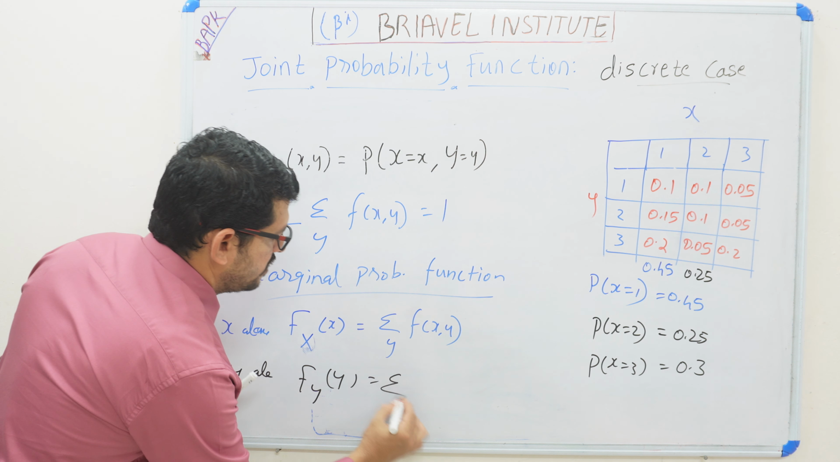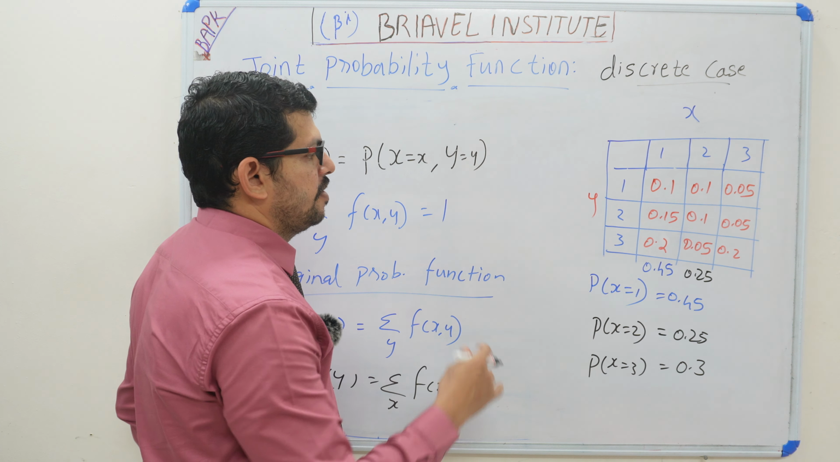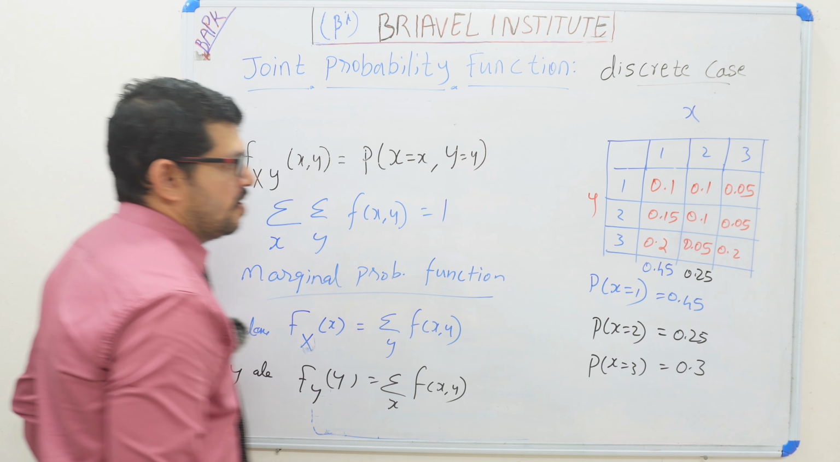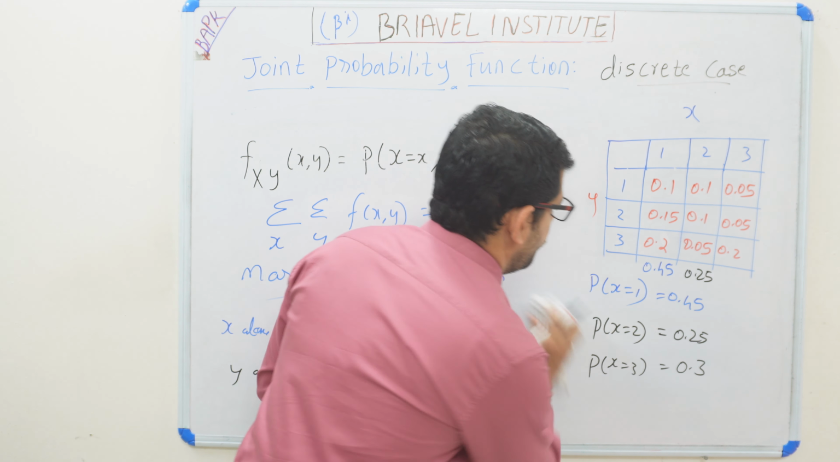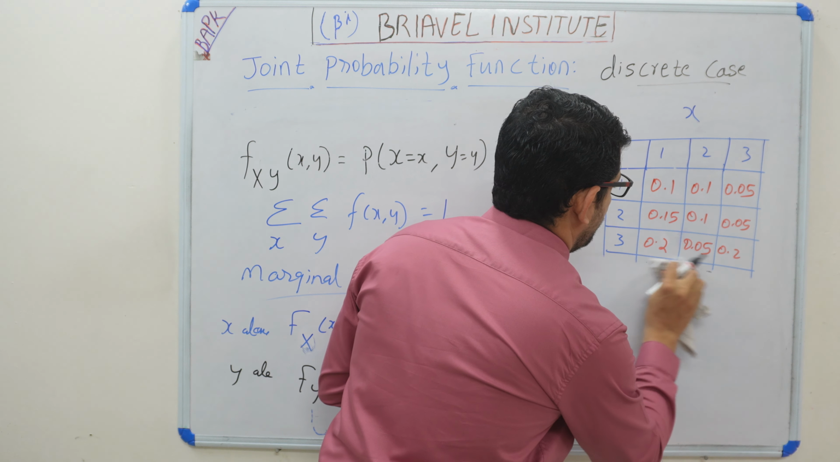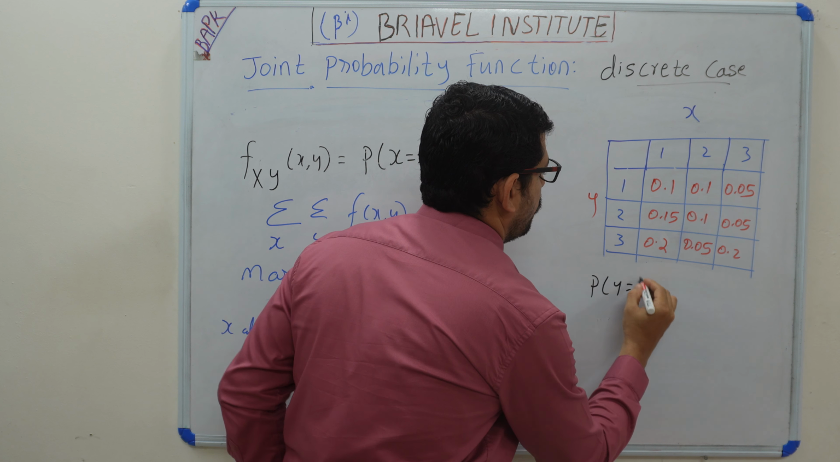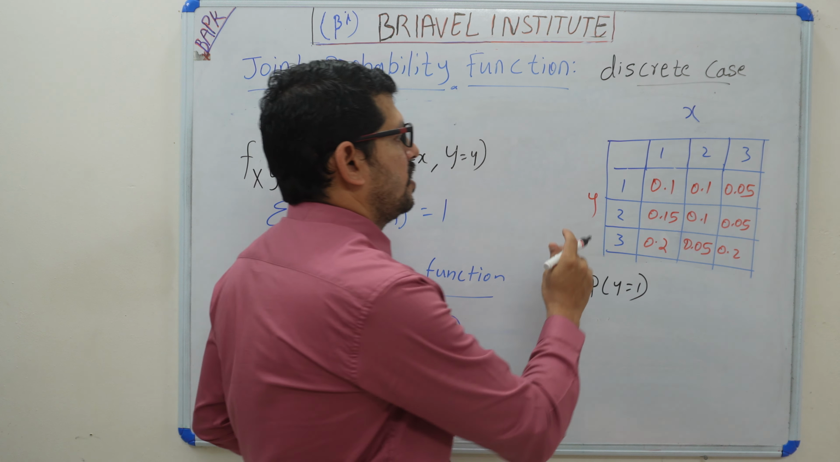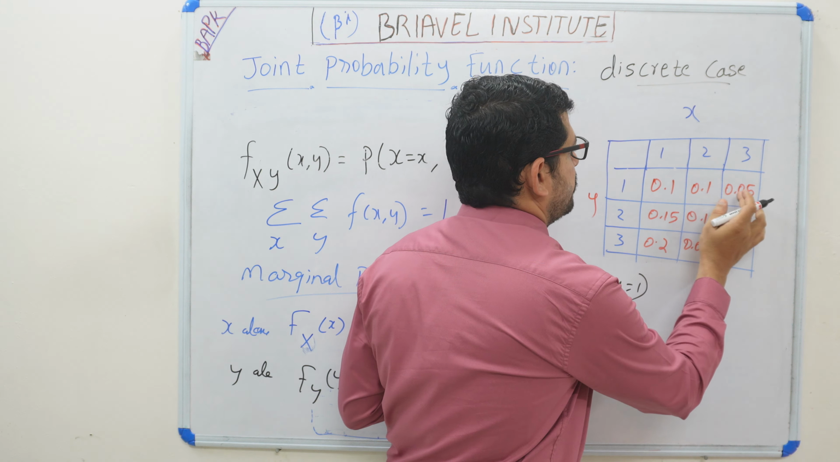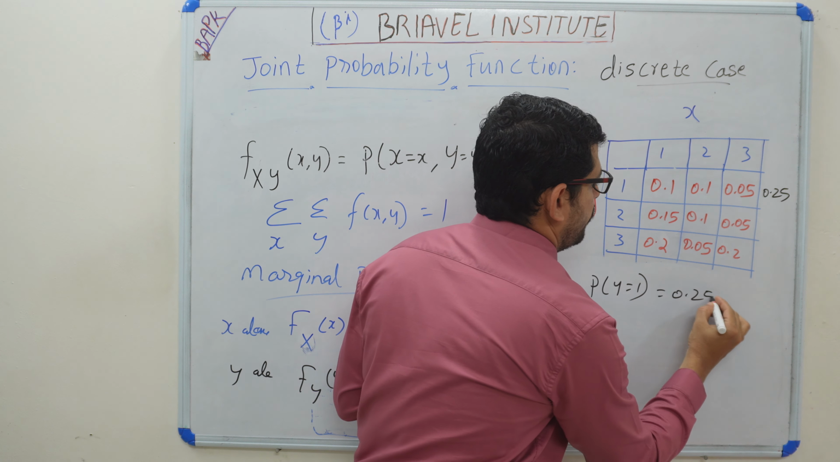So this is the sum over x of f of x comma y. So how will we get the probability of y alone? You can consider the y alone. So this is x alone. You are taking the probability of y, y is equal to 1. What is the probability of y is equal to 1? So this is a probability 0.1 plus 0.1, this is 0.25. So we can write 0.25.